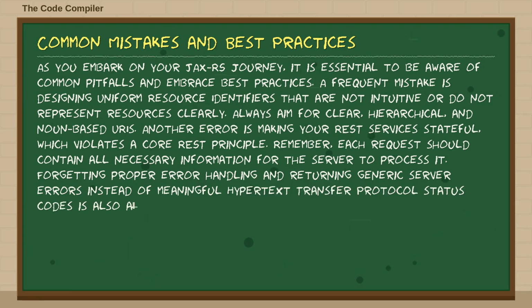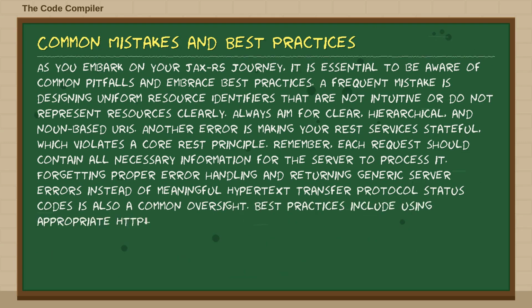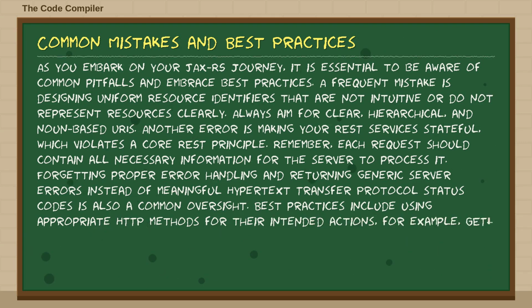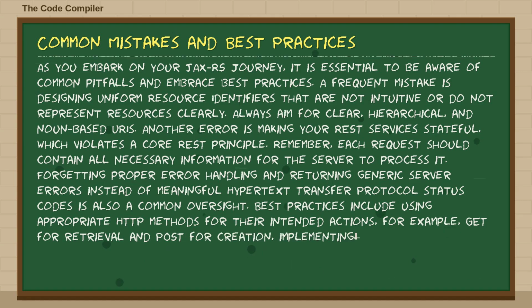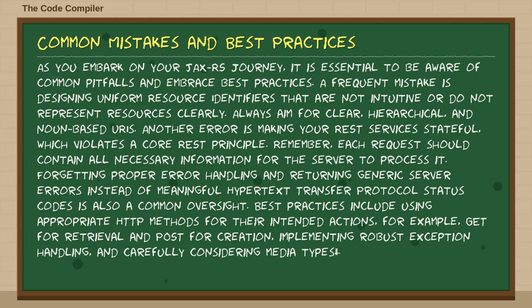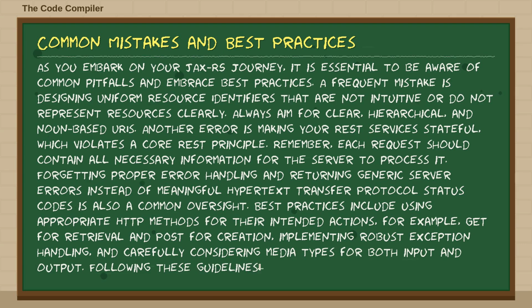Forgetting proper error handling and returning generic server errors instead of meaningful Hypertext Transfer Protocol status codes is also a common oversight. Best practices include using appropriate HTTP methods for their intended actions, for example, GET for retrieval and POST for creation, implementing robust exception handling, and carefully considering media types for both input and output. Following these guidelines will lead to more maintainable, scalable, and user-friendly REST services.